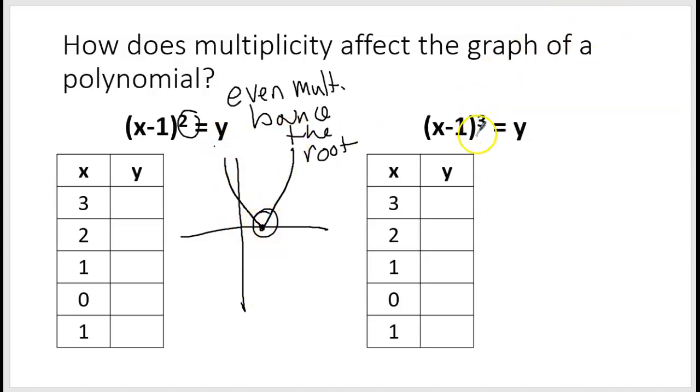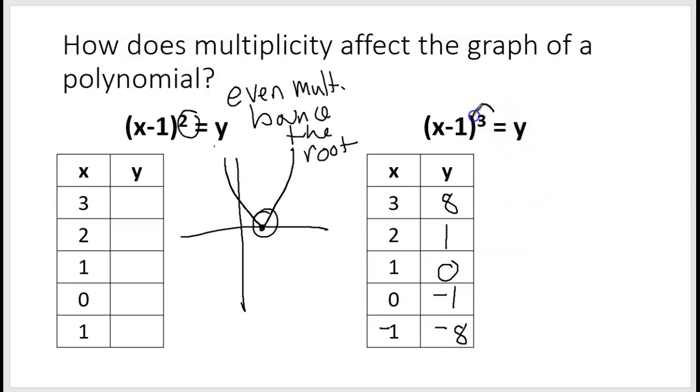Now let's see what happens then whenever we do an odd number. So if I plug in 3, I'm going to get 3 minus 1, which is 2, and 2 to the third power is 8. If I plug in 2, 2 minus 1 is 1, raised to the third power is 1, and I'm just going to keep going here. Now when I plug in 0, 0 minus 1 is -1, and when you cube a negative, the negative doesn't go away, it's -1. Let's plug in 1. It's actually supposed to be -1, my bad. Plug in -1. -1 minus 1 is -2, and -2 to the third power is -8.